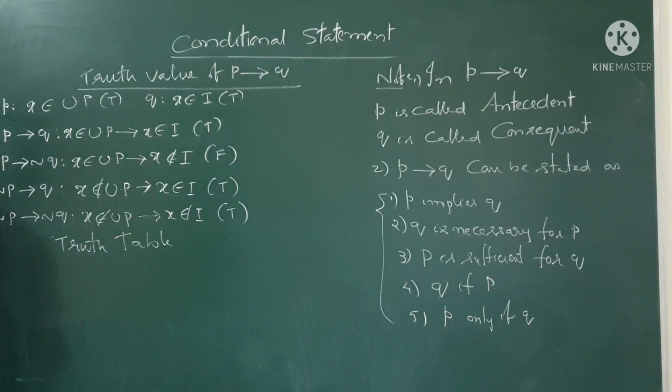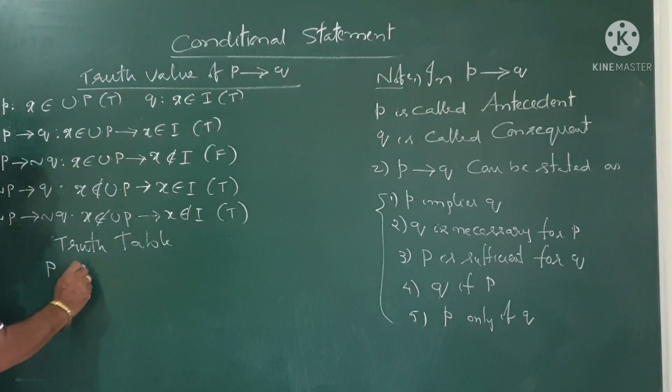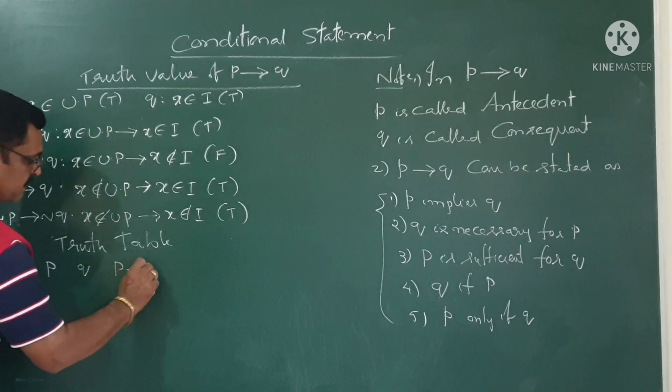Truth table. I know that you still have some ambiguity and dilemma in understanding the truth values of this. Let me take some more examples also. So let me write the table first: P, Q, P implies Q.